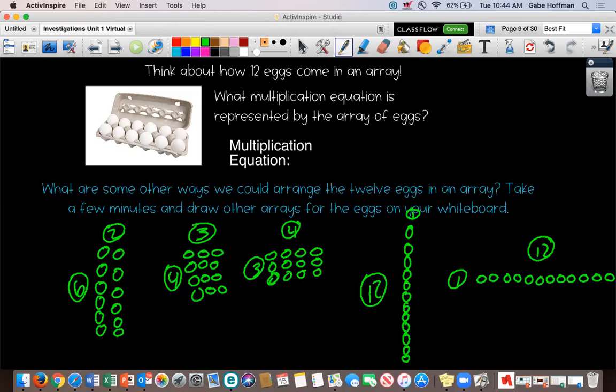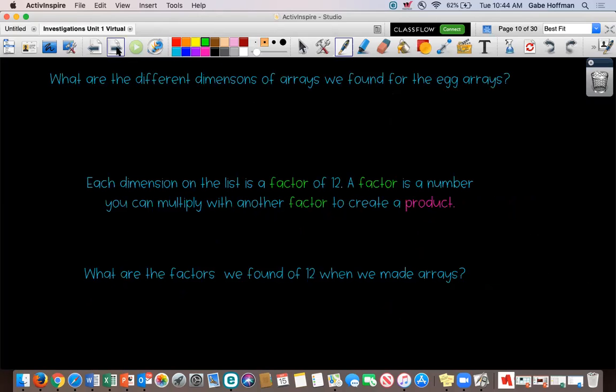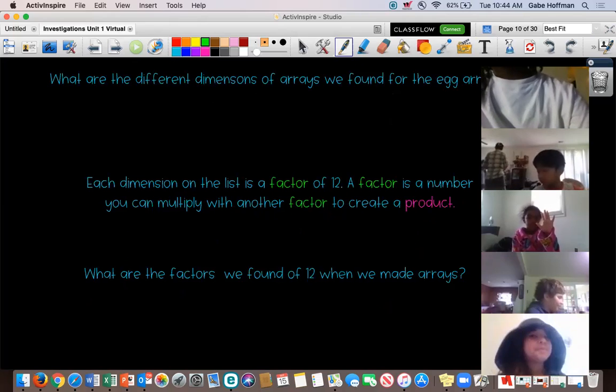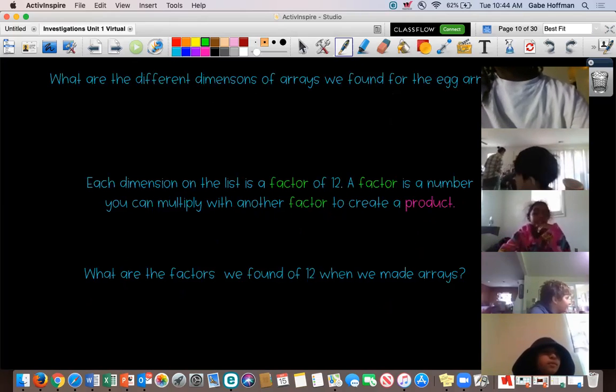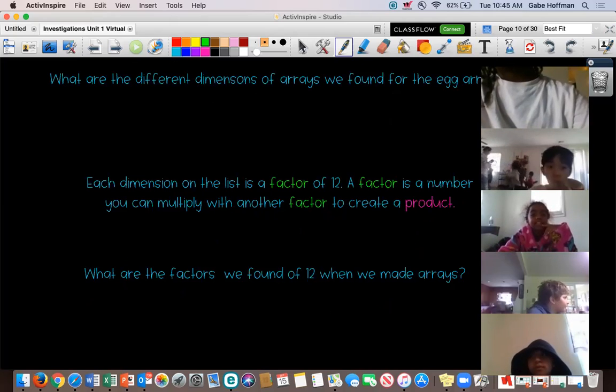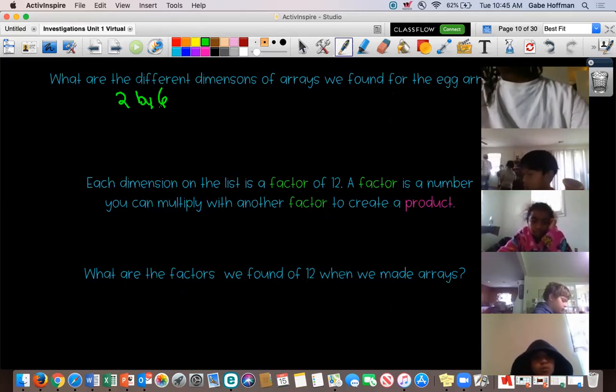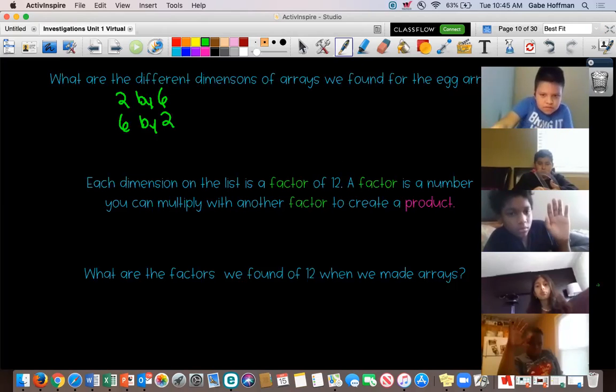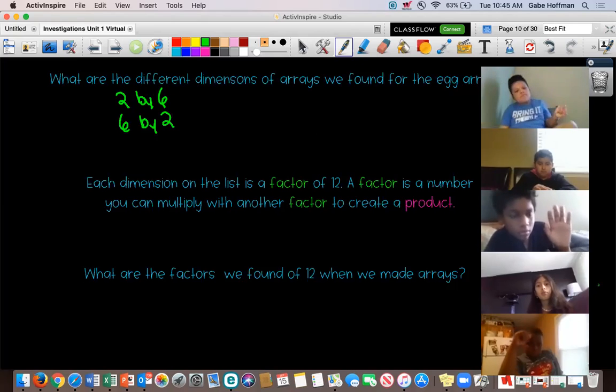So let's talk about what were some of the different dimensions of the arrays that we just did for 12. Raise your hand if you can tell me one of the dimensions that we did. What by what? Ania. 2 by 6. So we did 2 by 6. The other way of saying that is 6 by 2. Thank you. All right, we have a couple more. What were some of the other ones we did?